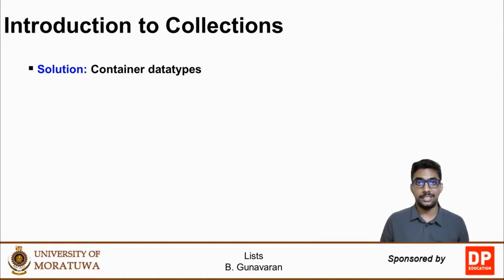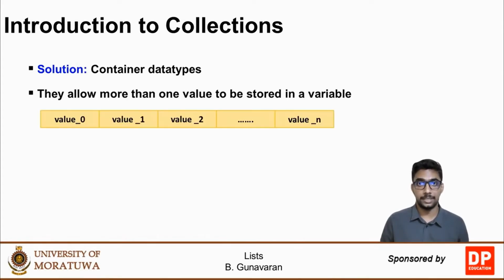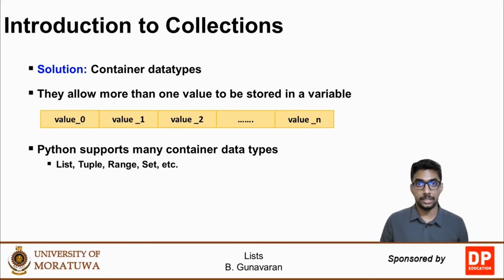The solution is to use container data types. Container data types allow us to store more than one value in a variable. If we go back to our rolling dice example, using container data types, we can store all the n values in a single variable as shown in the diagram. We will learn how to do that in a moment.